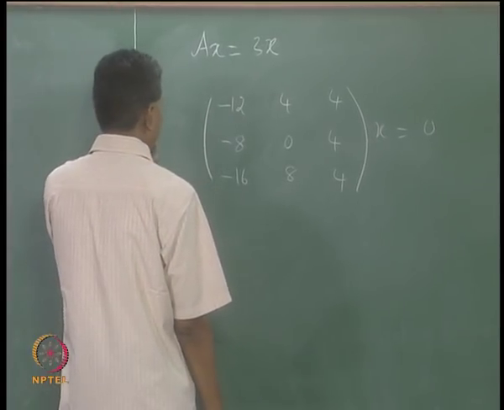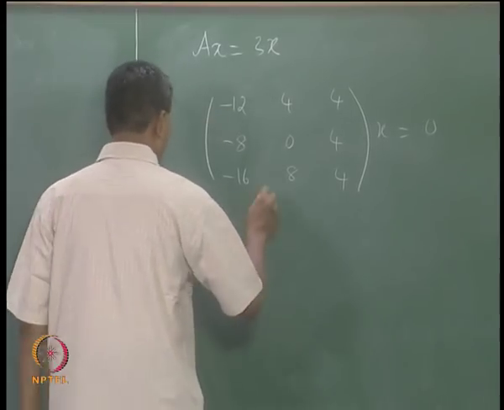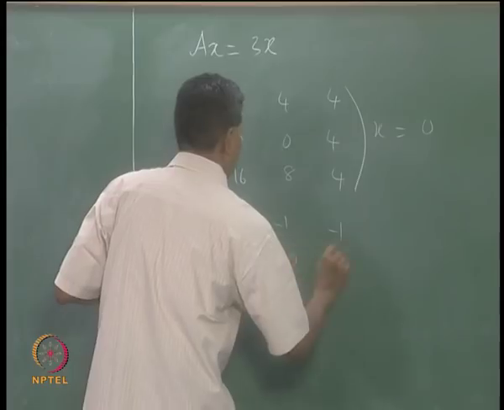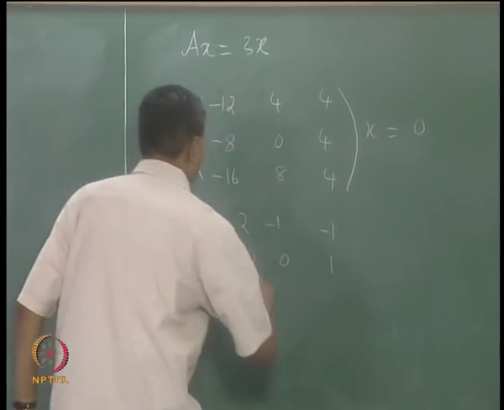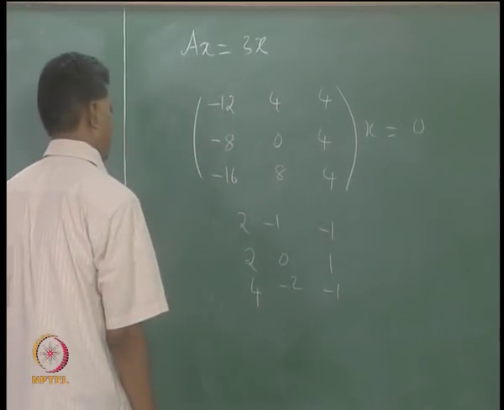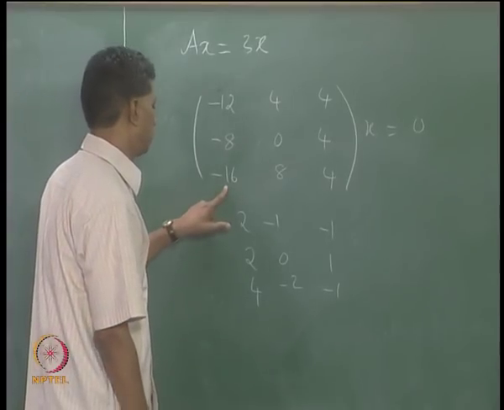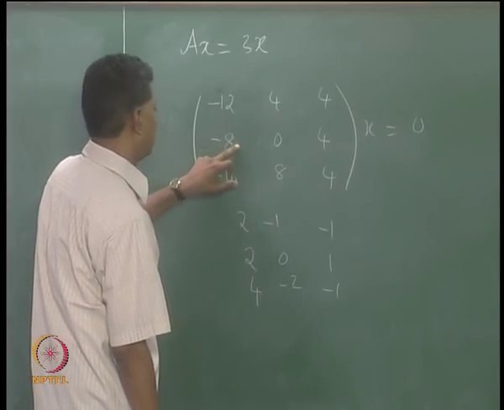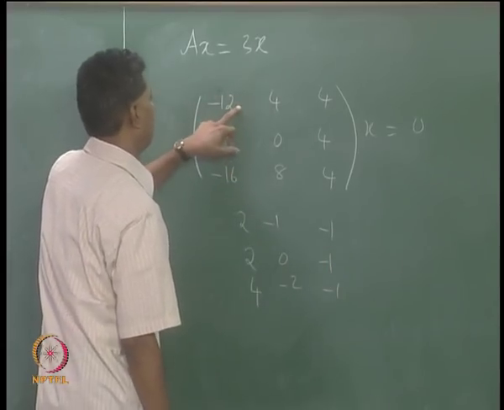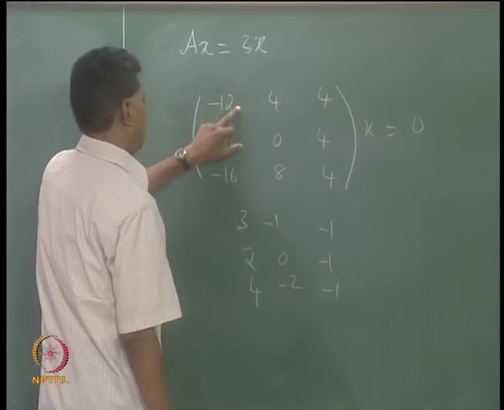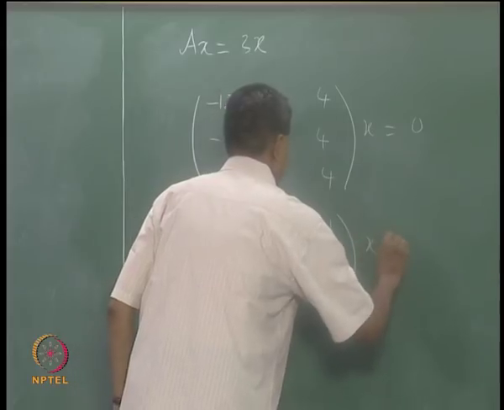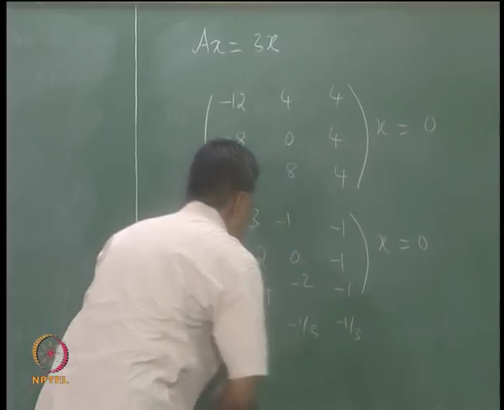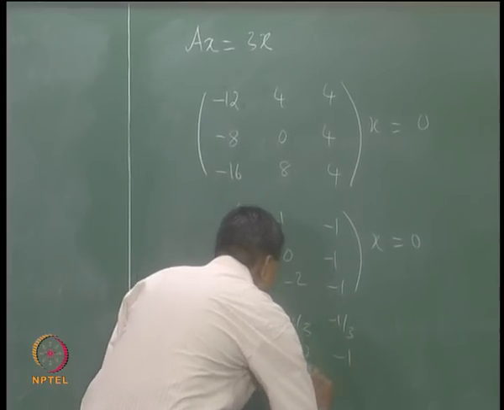I need to do row reduction, or let's do this quickly. Minus 2, 1, 1, let's say 2, minus 1, 1, that's the first equation. Second equation is 4, minus 2, minus 1, I divide by minus 4, minus 2, minus 1. Second row, I am dividing by minus 4, 3, minus 1, minus 1. Okay, 1, minus 1 by 3, minus 1 by 3.